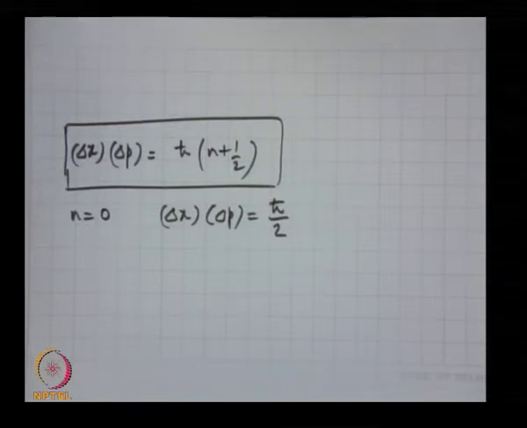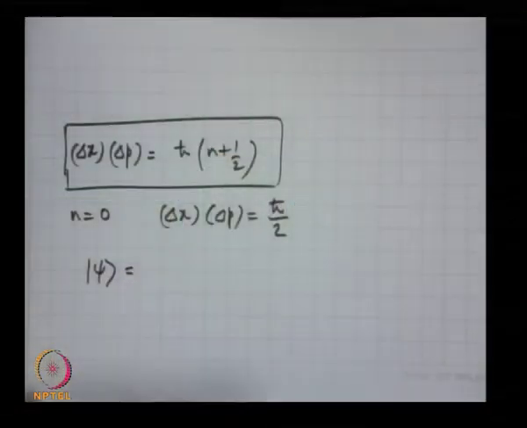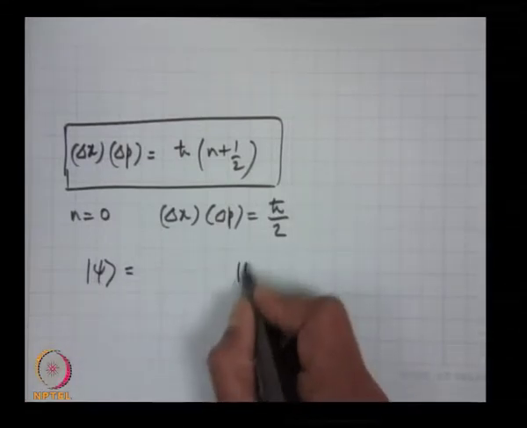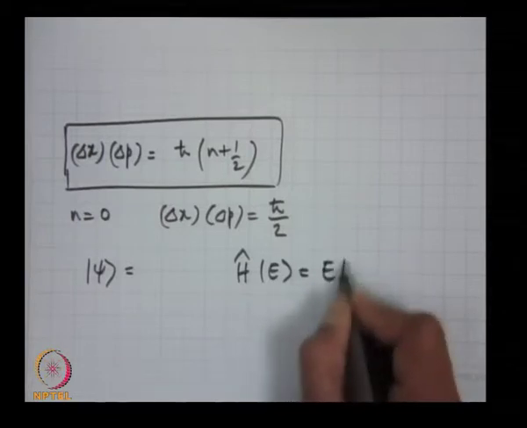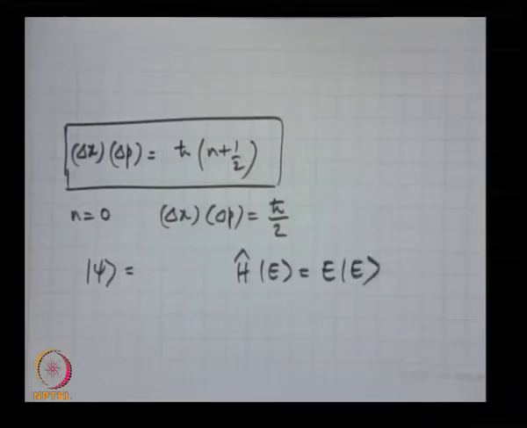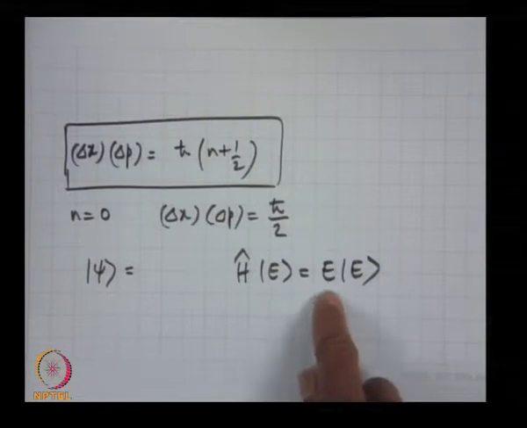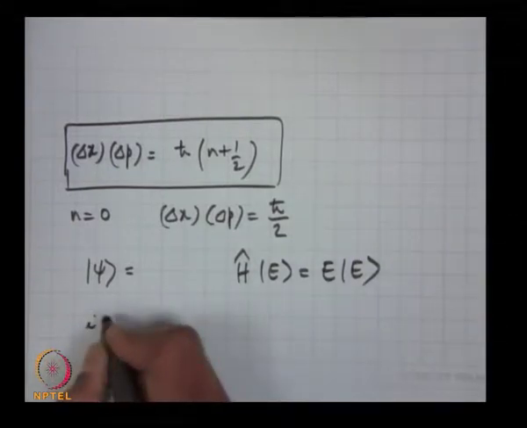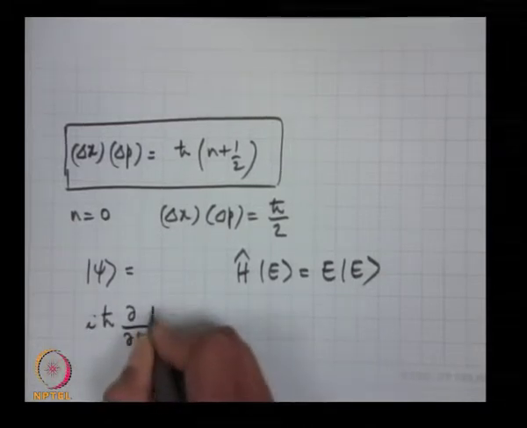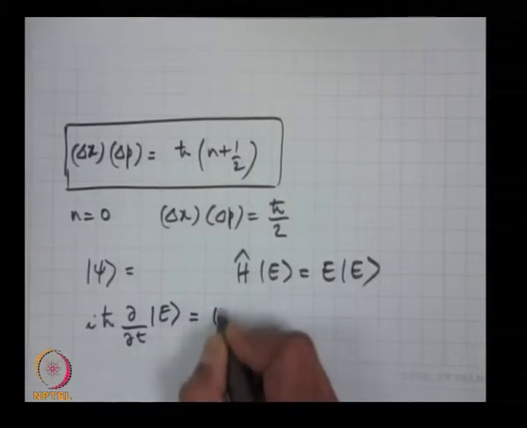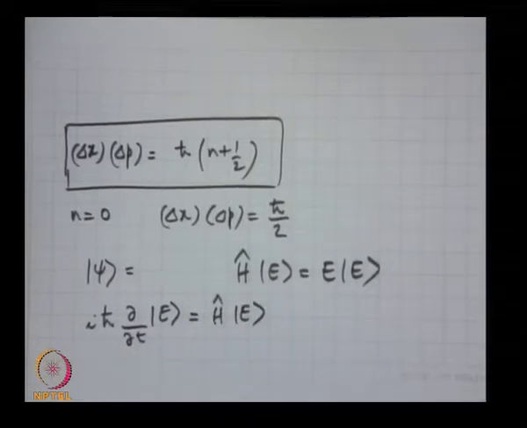OK, now I need to understand the time evolution of the system in one of the energy eigenstates, for example. So suppose I take a state which happens to be in an energy eigenstate. Let me take a state |E> such that H|E> is equal to E|E>, where E is the energy eigenvalue. Remember, the Schrodinger equation is i h cross del by del t of the state equal to H times the state. If I want to understand how the system in an eigenket |E> evolves with time, this eigenket must satisfy this equation.